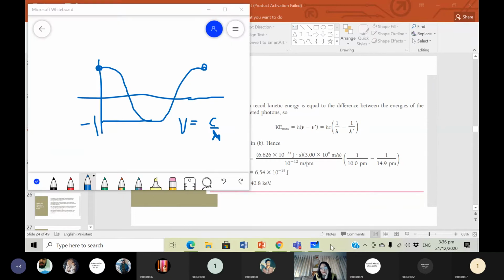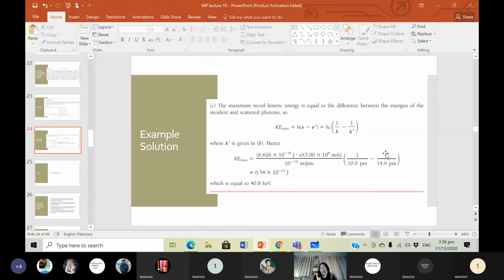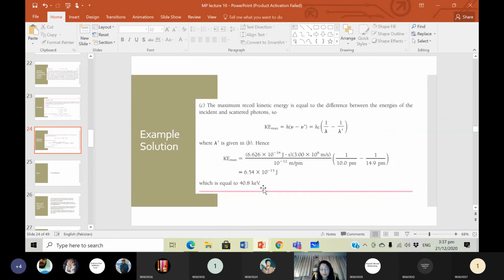Okay, then we have over here 1 over 10.0 picometers minus 1 over 14.9 picometers. And so when we calculate this whole thing, we will get this value, which, if you convert this from joules to electron volts, is 40.8 kilo electron volts. So this is basically an example related to the Compton effect. Now, are there any questions related to the Compton effect?